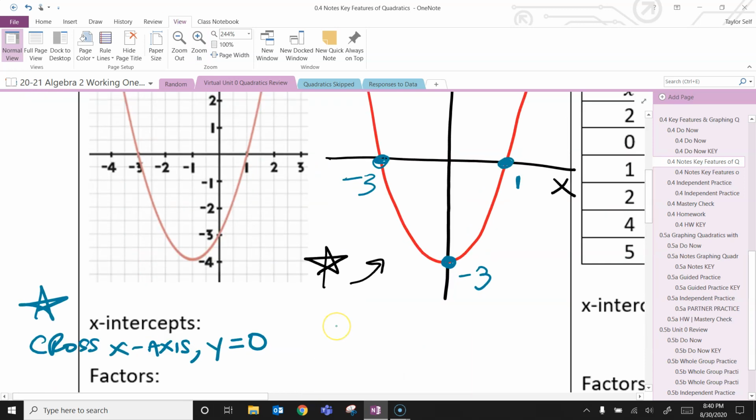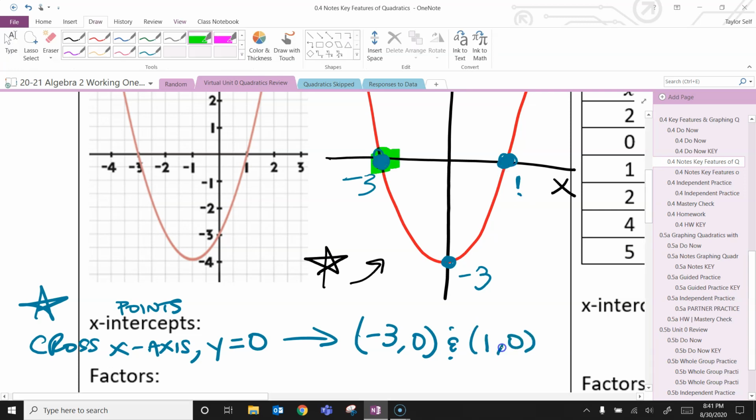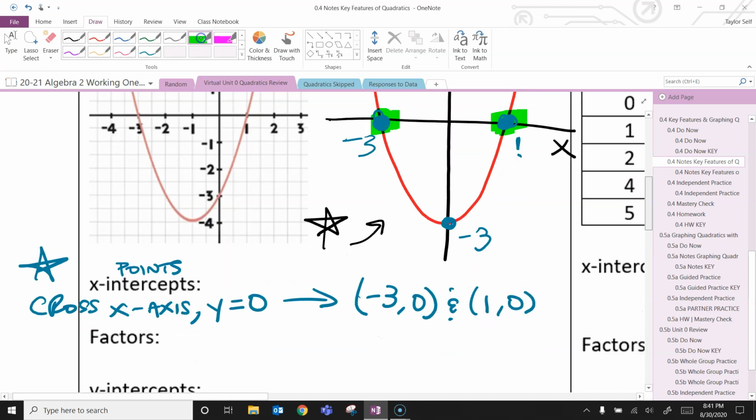Okay, cool. So our x-intercepts for this graph, where we cross the x-axis, that happens right here. And we're going to write the points. They are points. If you want, you can write a note. So we're going to write x equals -3, comma 0, and x equals 1, comma 0, because this is where we cross the x-axis at those 2 points. Those are our x-intercepts.